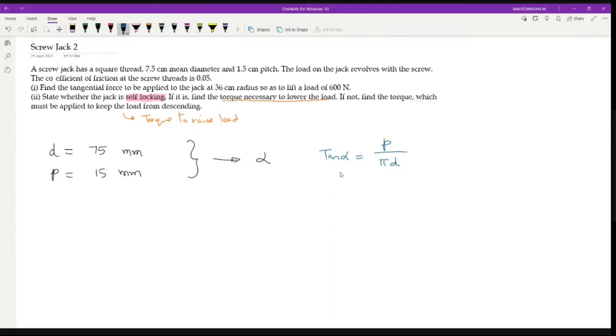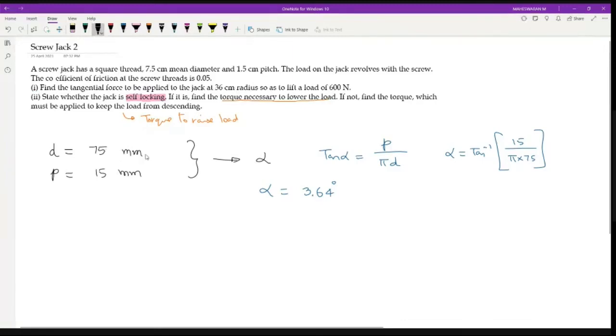Right, so what will be your alpha here? Alpha is equal to tan inverse of pitch divided by pi d, which is 15 divided by pi into 75. So what will you get for alpha? 3.64 degree. Right?